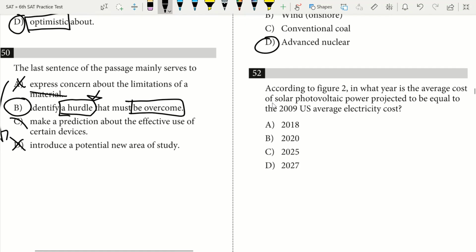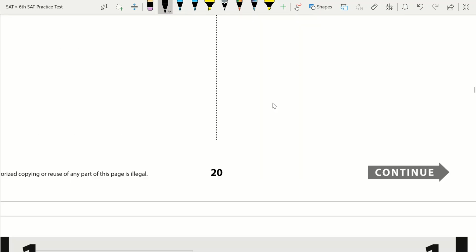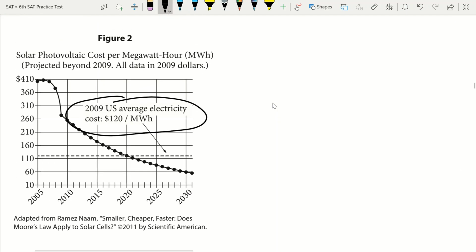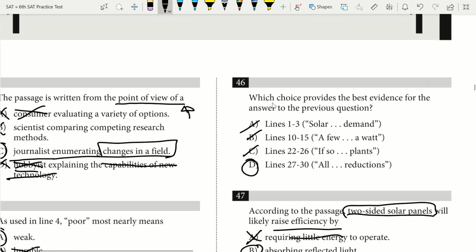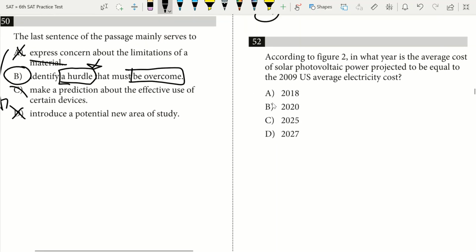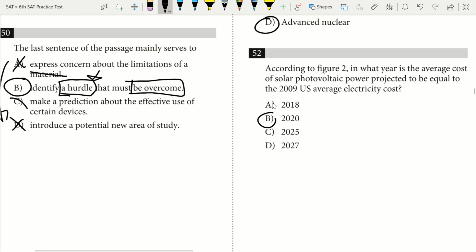52, according to figure 2, in what year is the average cost of solar photovoltaic power projected to equal the 2009 cost? Okay, so this is figure 2. We find where that 2009 is going to intersect our projection. We see that that's in year 2020. So answer there is going to be 2020.